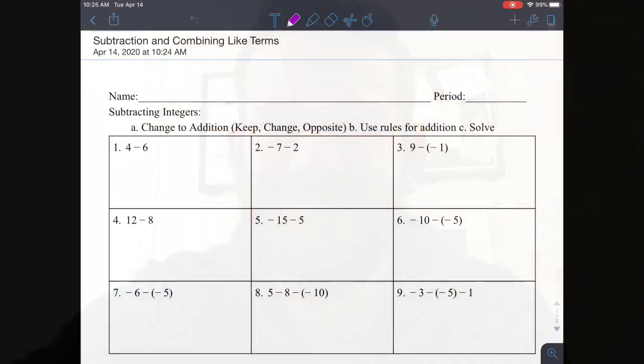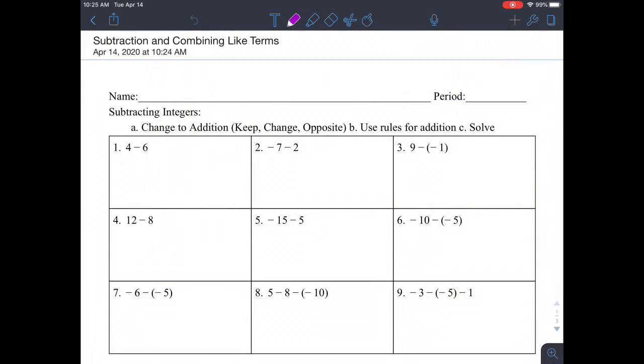All right, so today we're working on subtraction. I want to remind you, when we have subtraction, we always want to change it to addition. Keep, change, opposite. So when I see 4 minus 6, I don't want to start doing that math yet. I want to change it. So I'm going to rewrite it. I keep the 4. I change the minus to plus. Then I do the opposite. And that 6 right now is positive, so I'm going to make it negative. 4 plus negative 6. This reminds me of the work we did last week now.